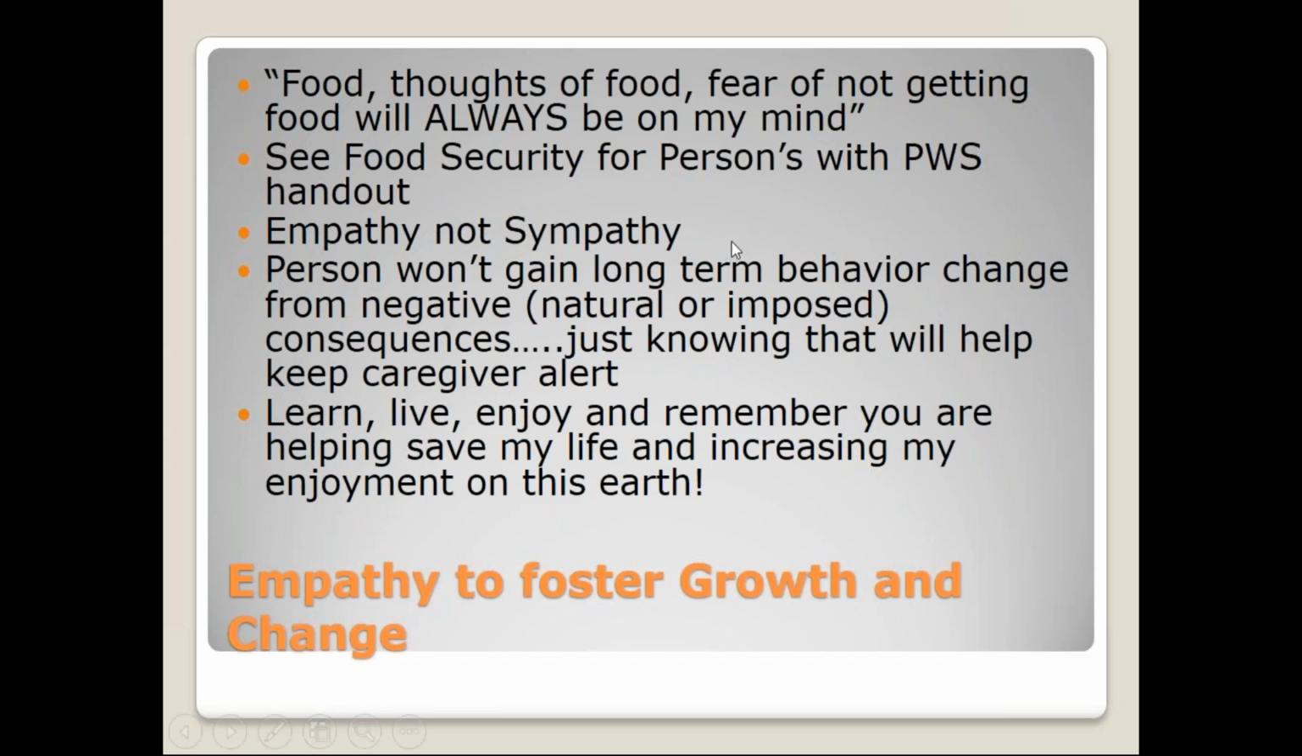Empathy, not sympathy. Because if you're normally weighted, or even if you're 75 pounds overweight and you're on a diet, you don't have Prader-Willi syndrome. So you can empathize with a low-calorie diet, but you really don't know what it's like to have Prader-Willi syndrome, okay? Have empathy. If I have Prader-Willi syndrome, I'm not going to gain long-term behavior change from negative, natural or imposed consequences when it comes to food. Just know that. It's going to help keep you alert, okay? Learn, live, enjoy, and remember, you're helping save my life and increasing my enjoyment on this earth.